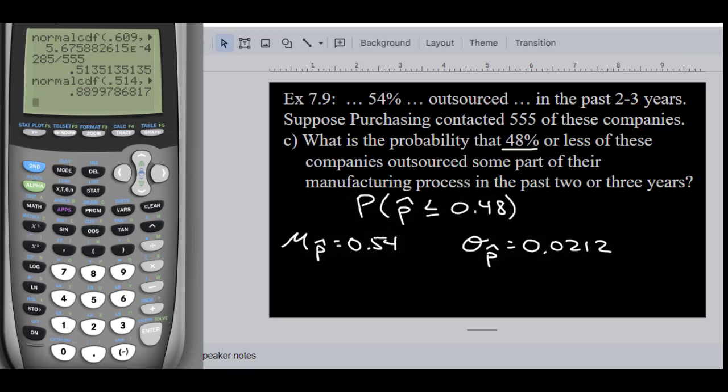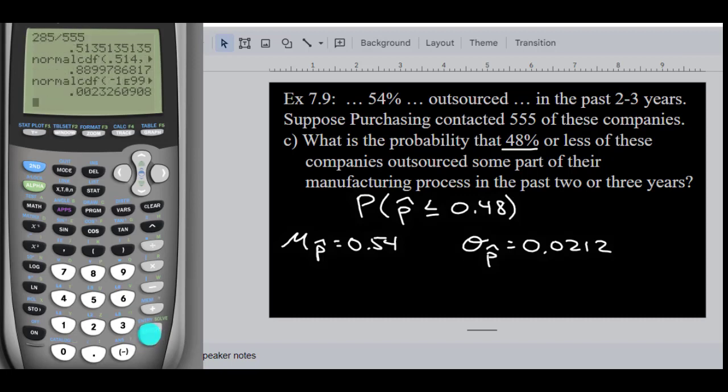So when we go to our calculators again, we're going to go second variables. We're going to go down to number 2, normal CDF. This time our lower boundary is negative 1E99. Our upper boundary is 0.48. And then these other two values just remain as they are, the 0.54 and the 0.0212. And we're going to go paste and enter.